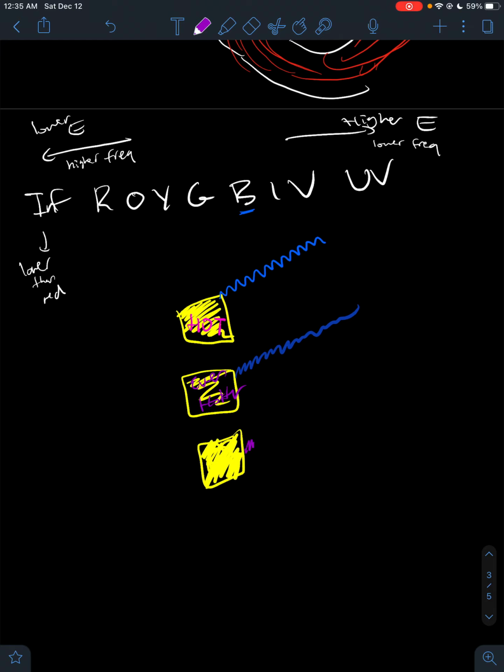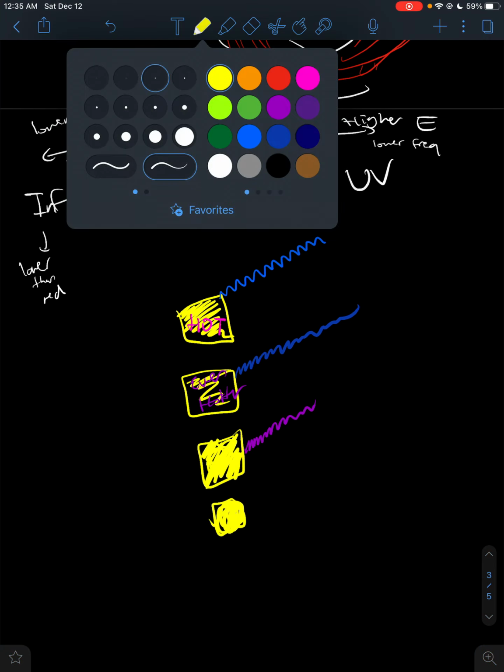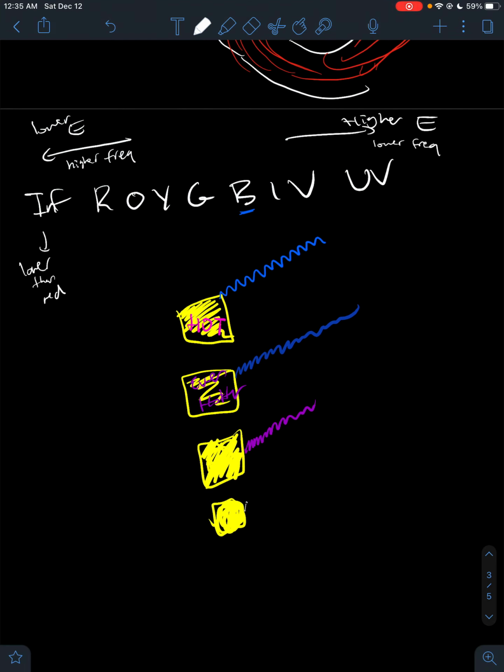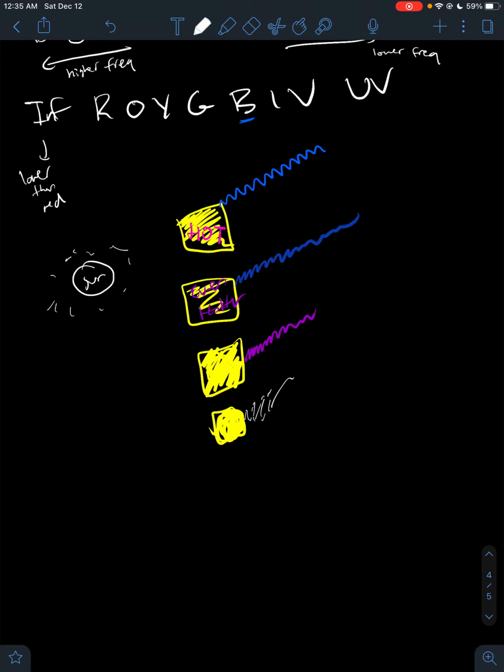Actually, no, it's going to emit violet light. And then, if it gets even hotter, the object emits UV light, which we cannot actually see. In fact, the sun emits UV light. It's very hot. It emits all kinds of light, but it emits UV light the most. And we cannot see UV light, but some animals, like bees, can.